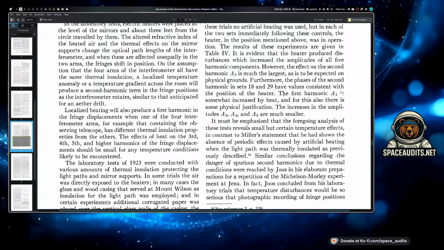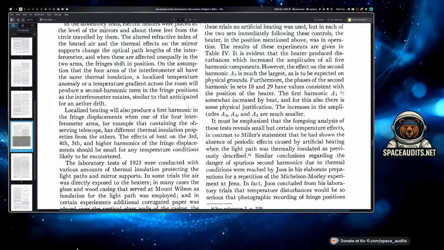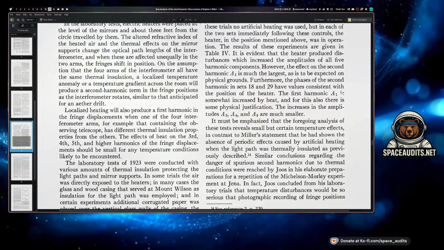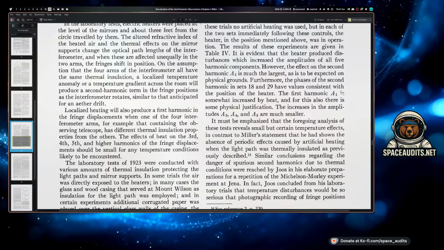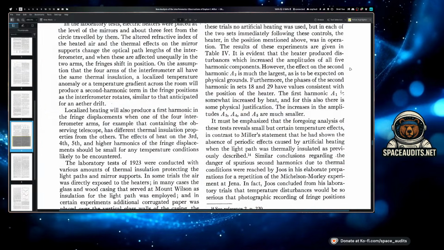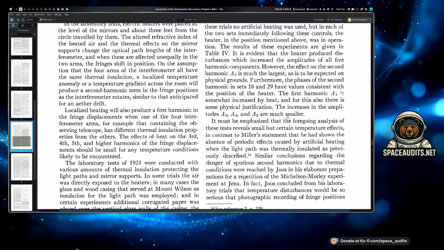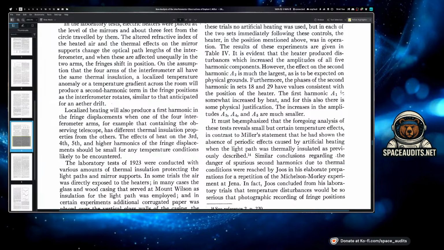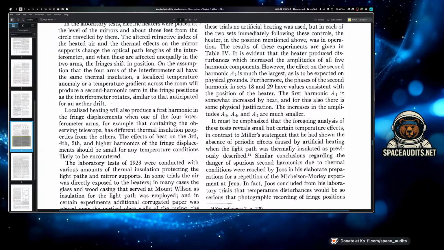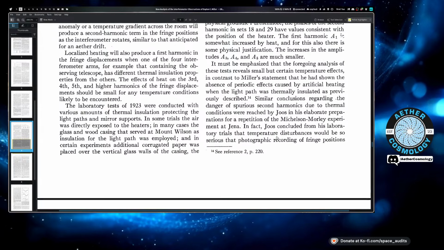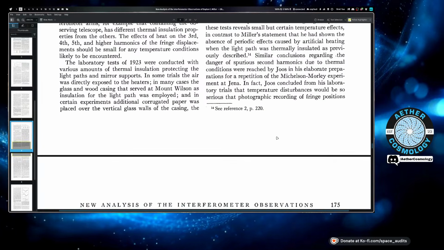But anyways, the first harmonic, alpha sub 1, is somewhat increased by heat. And for this also, there is some physical justification. Yes, indeed. You know, it's a heater and you're blowing air at your interferometer. This increases the amplitudes of A2, while A3, 4, and 5 are smaller. Okay, it must be emphasized that the foregoing analysis of these tests reveals small but certain temperature effects, in contrast to Miller's statement that he had shown the absence of periodic effects caused by artificial heating when the light path was thermally insulated as previously described.